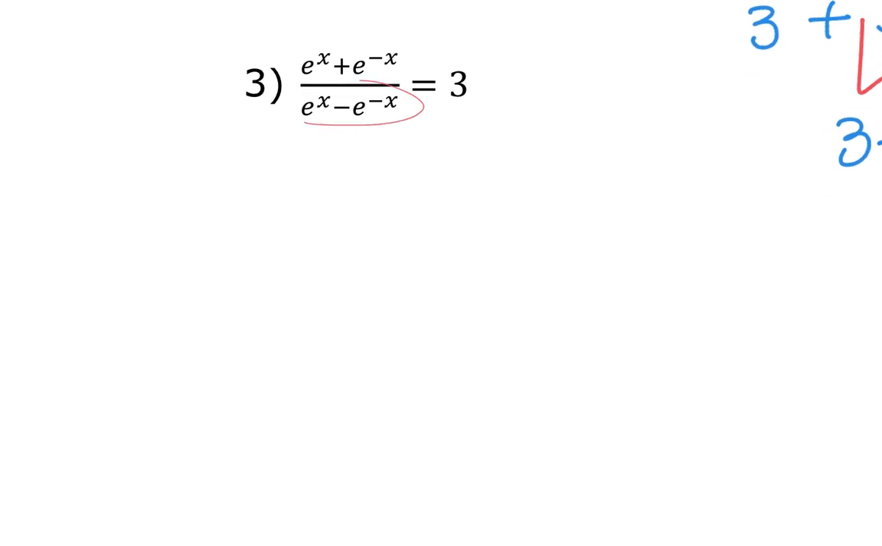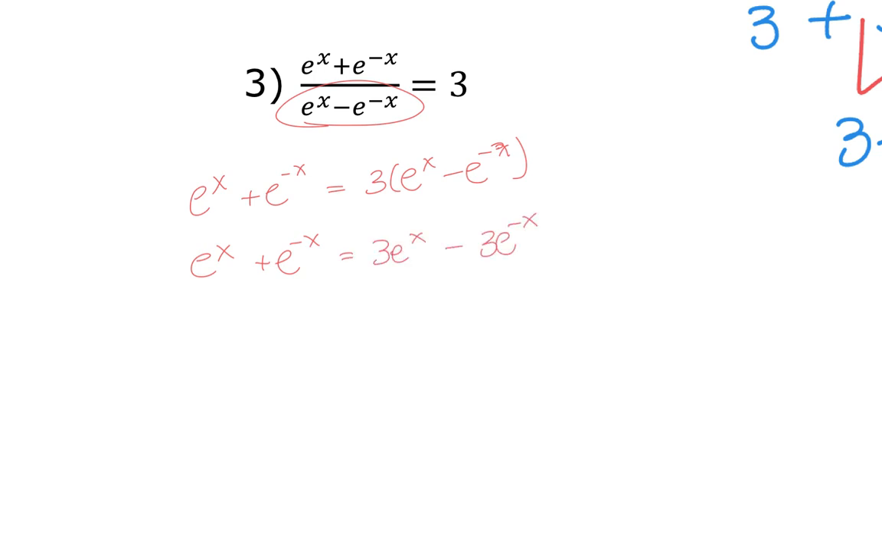So I'm going to multiply everything by this. And so I'm going to have e to the x plus e to the negative x is equal to 3 times e to the x minus e to the negative x. So e to the x plus e to the negative x is equal to 3e to the x distributing through minus 3e to the negative x. Multiplying everything by an e to the x to clear out, because remember e to the negative x is 1 over e to the x. And so if I multiply both sides by e to the x, I'm going to get e to the 2x plus 1 is equal to 3e to the 2x minus 3.